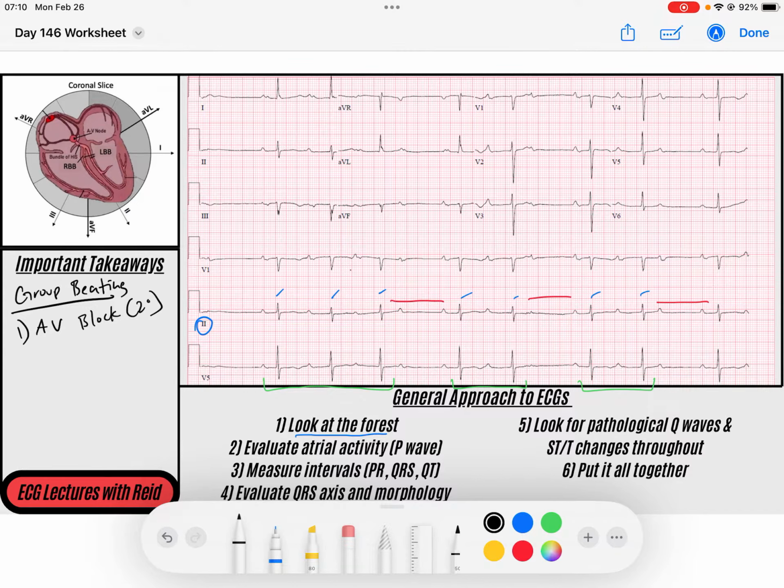We said these are narrow complex beats, so these are narrow complex QRS complexes, which makes me think that they're being conducted from my AV node down to the His-Purkinje system throughout the QRS complex in a rapid fashion. Now I look in front of them, and I do see some P waves. Let's evaluate what the atria look like. Those P waves are upright in lead 1, and in aVF they are also upright, so these are sinus P waves. That's good. Next I need to figure out how those P waves are conducting to the QRS. We do that via the PR interval as a proxy for evaluation of our AV node.